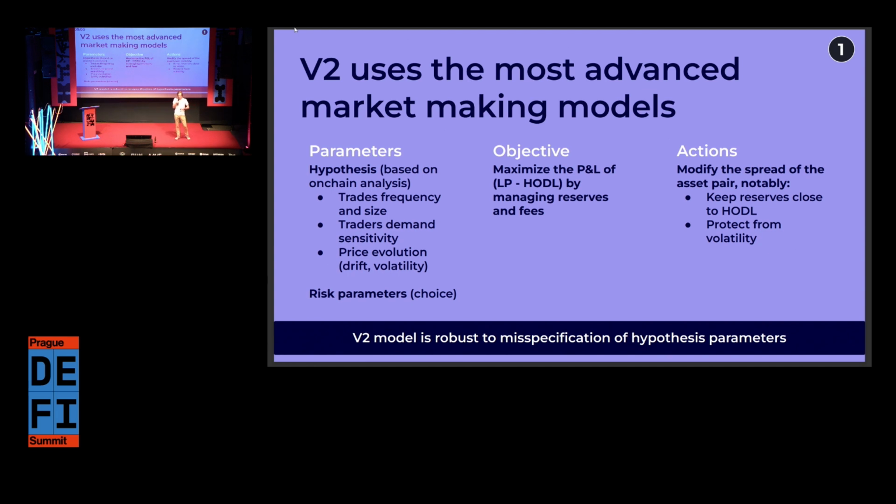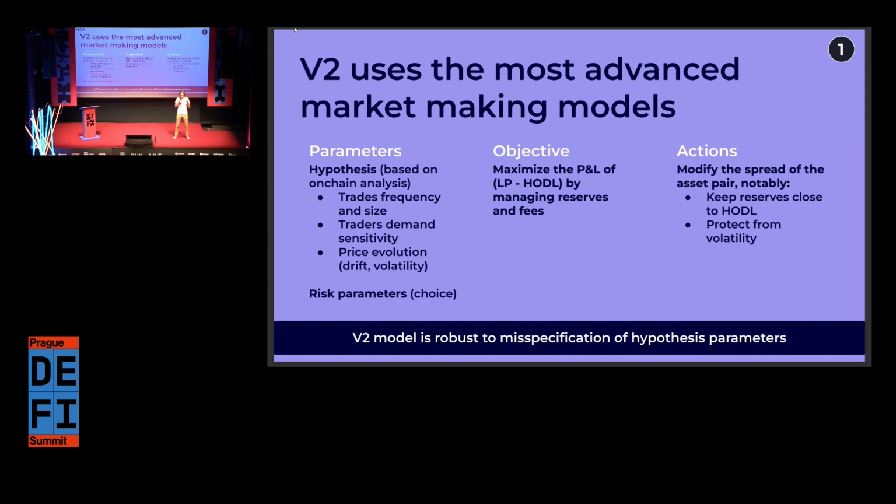Essentially, we can tailor the aggressiveness of the model to decide to either go for a high risk, high return strategy or a low risk, low return strategy. The model uses all of those parameters to maximize the PNL of LP into the AMM minus HODL. So it's aimed at outperforming HODL, essentially. And what it acts on mainly is the fees.